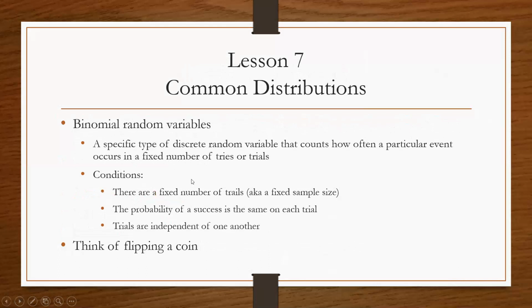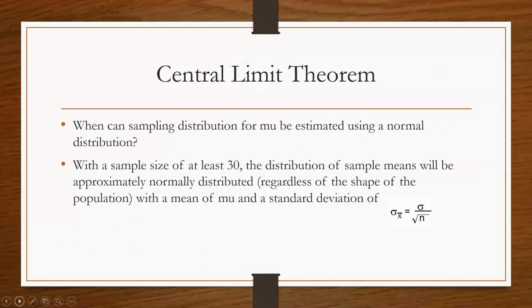So, all right, binomial random variables. It's just a specific type of discrete random variable that counts how often a particular event happens in a fixed number of trials. The conditions are that there has to be a fixed number of trials, or fixed sample size. The probability of success has to be the same for each trial, and the trials are independent of each other. So just think flipping a coin. That's just your go-to, guys.